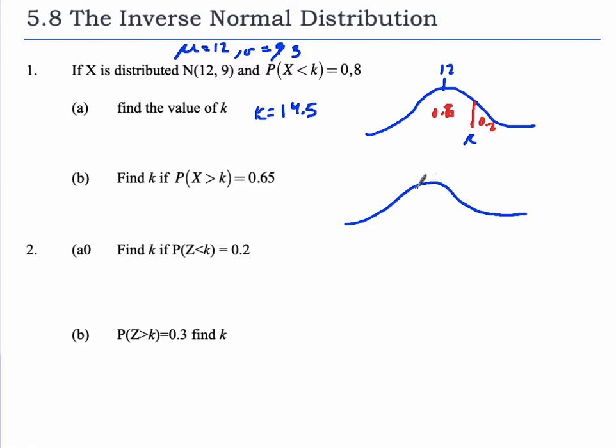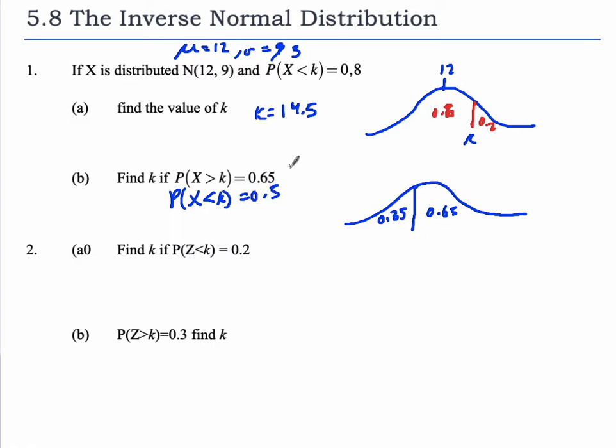The next one we've got is probability x is greater than k is 0.65. So it's going to be to the left of the mean, because this is 0.65. But that means this part is 0.35. Most calculators will need you to look at probability x is less than k rather than greater than k.